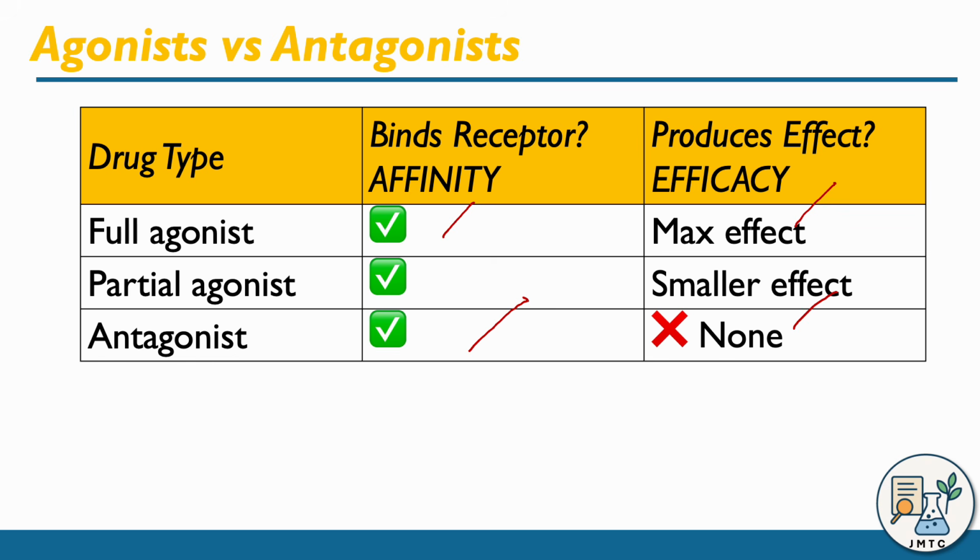So, what does this mean? You have a fake key that fits, pero it doesn't open the door. So, what does it do? It blocks the other agonist or natural chemicals from binding. For example, propranolol natin, which blocks beta receptors. So, it prevents adrenaline effects. So, very simple lang kung paano nag-work yung antagonist natin.